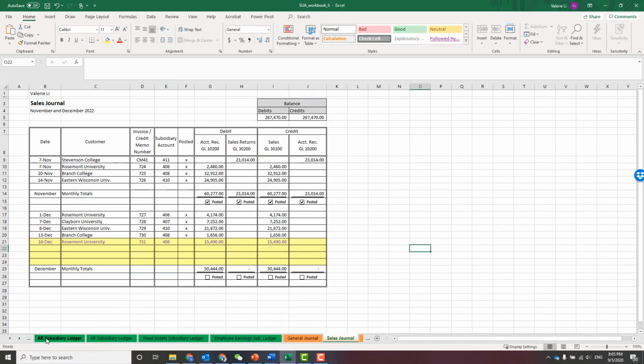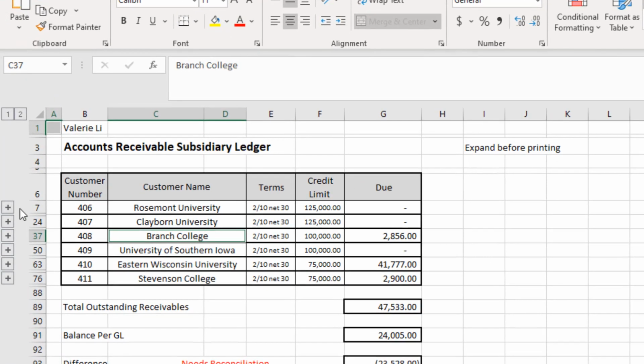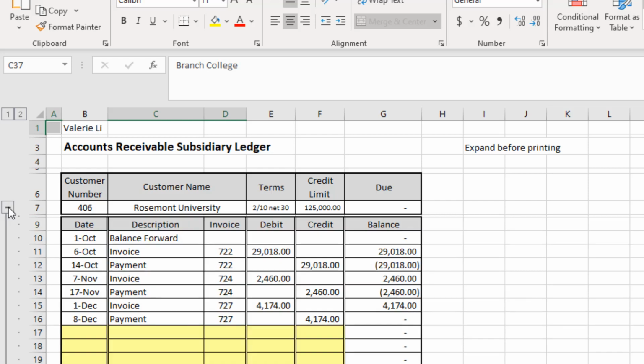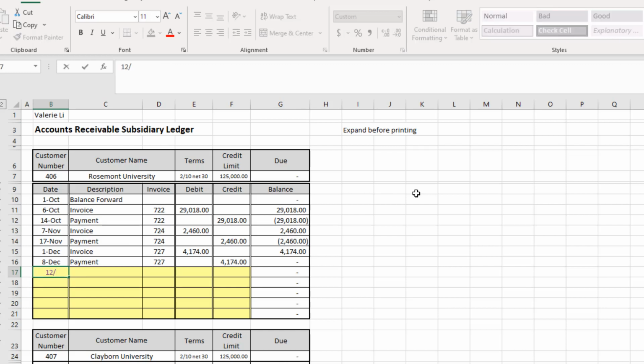So now we're done with the sales journal, and we need to post this number to the AR subsidiary, which is here, and we want to post it to Rosemount University. The way the workbook works is that it has a grouping function. So when we click the plus sign here, it opens up the Rosemount University accounts receivable subsidiary ledger. So I'm going to put it in here. In the workbook, you can only type in the yellow part, but you don't have to type in all the yellow.